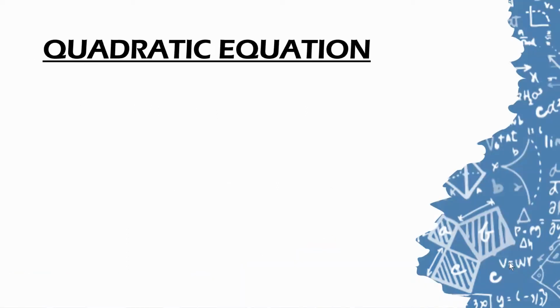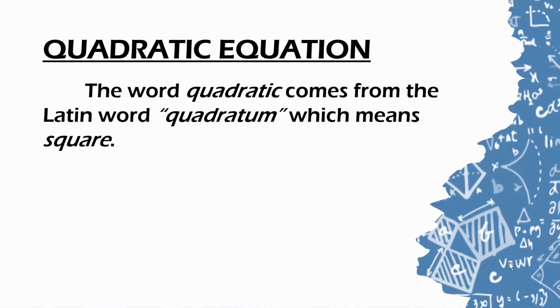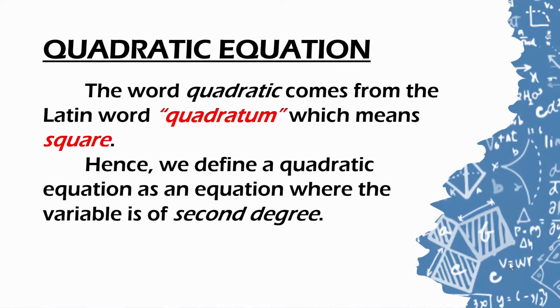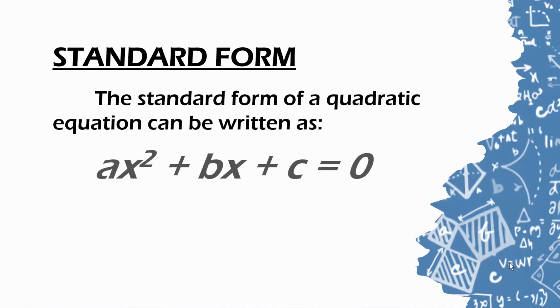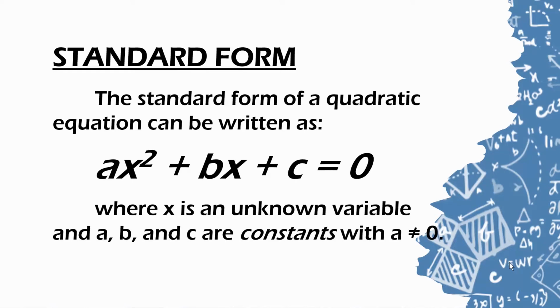Let us first define a quadratic equation. The word quadratic comes from the Latin word quadratum, which means square. Hence, we define a quadratic equation as an equation where the variable is of second degree. Therefore, a quadratic equation is also called an equation of degree 2. We know that the quadratic expression can be written as ax squared plus bx plus c. If we equate that to 0, it forms a quadratic equation.